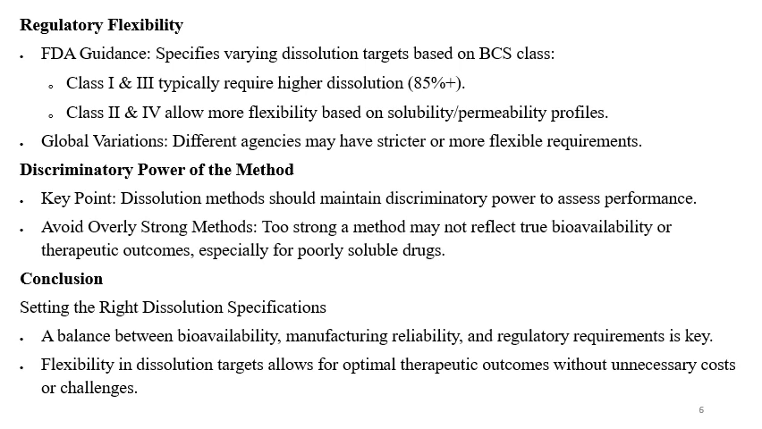Now see the regulatory flexibility. So FDA guidance is there, ICH guideline is there. These guidelines specify varying dissolution targets based on the BCS class. So for class 1 and 3, these are highly soluble molecules, they require higher dissolution like 85% or more than that. However, class 2 and 4 allow more flexibility based on solubility permeability profiles. Global variations: different agencies may have stricter or more flexible requirements.